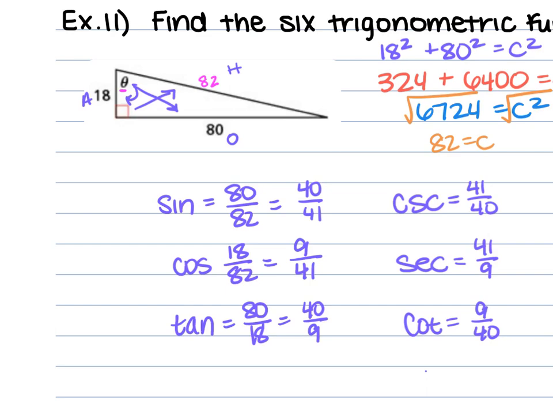So we have sine, which is 40 over 41. Cosine is 9 over 41. Tangent is 40 over 9. Cosecant is 41 over 40. Secant is 41 over 9. And cotangent is 9 over 40.